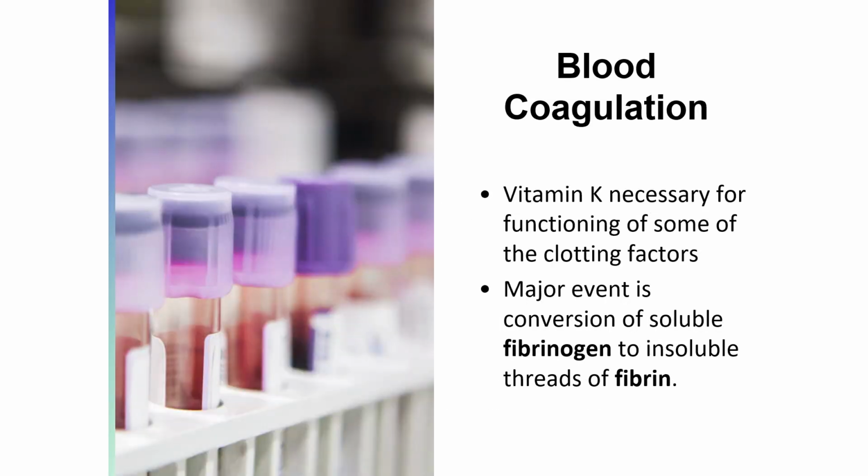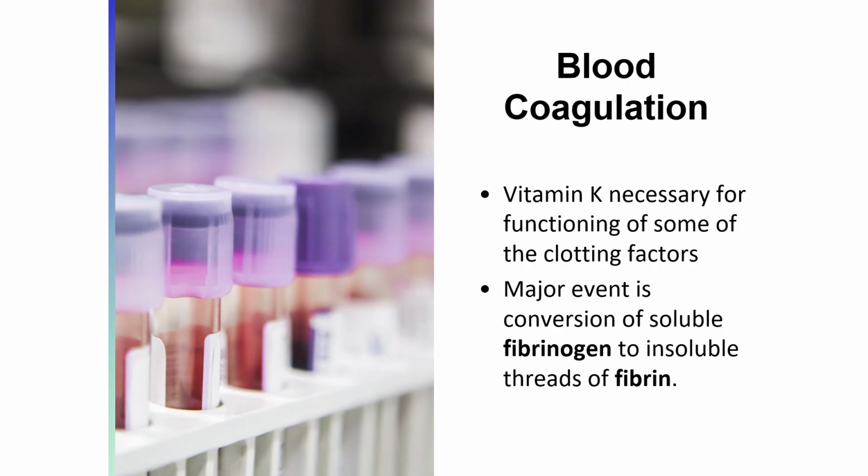Now, vitamin K is necessary for function of some of the clotting factors. Fun fact, most mammals are not born with an adequate supply or increased concentration of vitamin K. That's something that we develop, okay? But coagulation is going to depend on the balance between procoagulants and anticoagulants. The major event is a conversion of soluble fibrinogen to insoluble threads of fibrin, which is used to trap our blood cells.